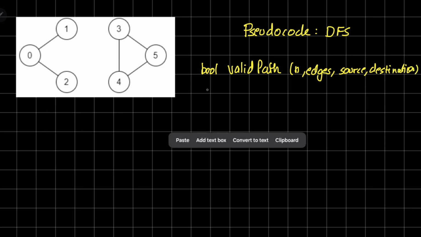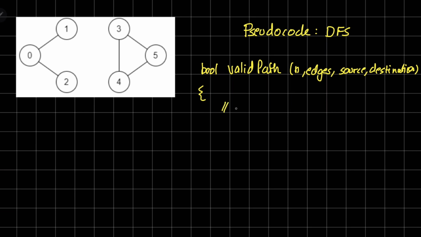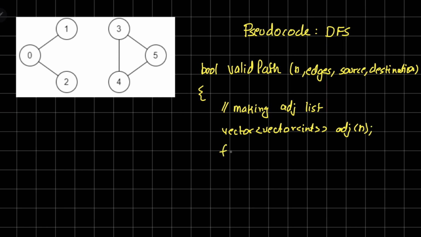So first we have to make an adjacency list here. You can also make an adjacency matrix, but I'm making an adjacency list. So we will make a vector<int> adj of size n, because there are n vertices. And now we will traverse the edges 2D matrix.